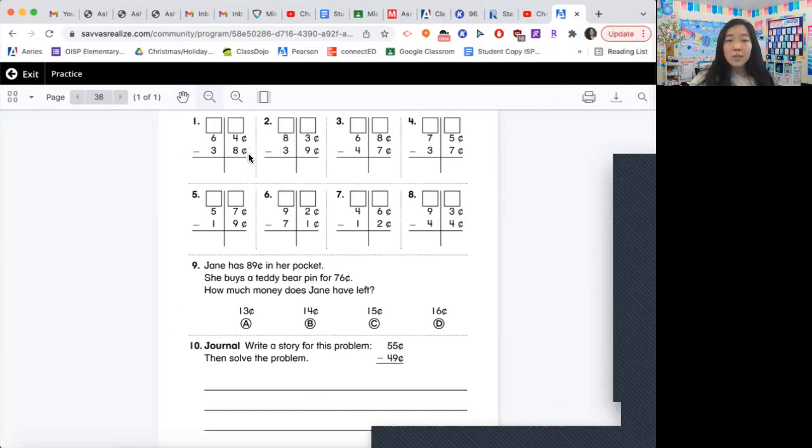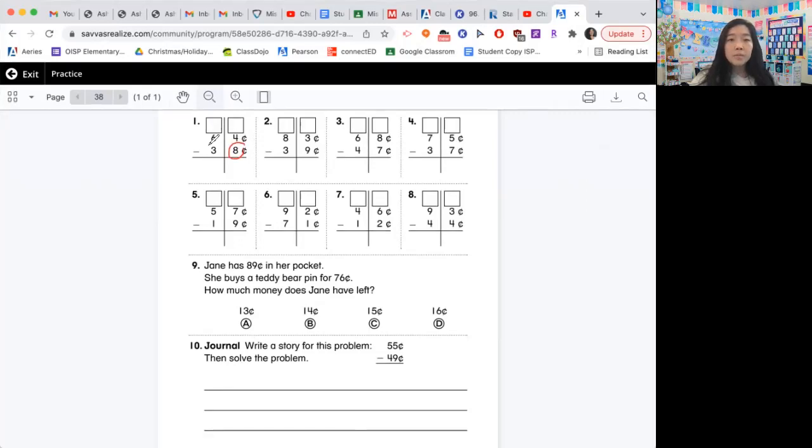Kayla, 64 cents minus 38 cents. More on the floor. Go next door. What page are we on? We are on 14-2 practice. Yeah, 14-2. Very good, Kayla.